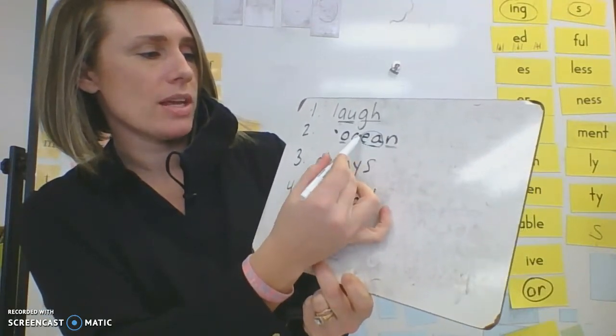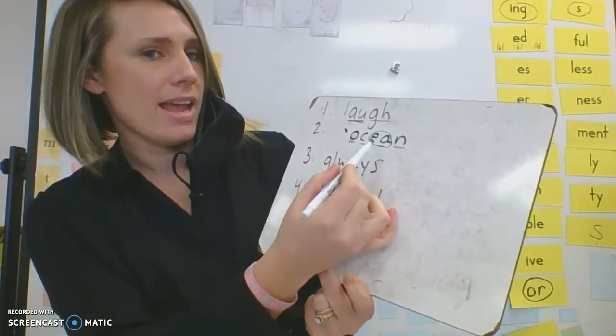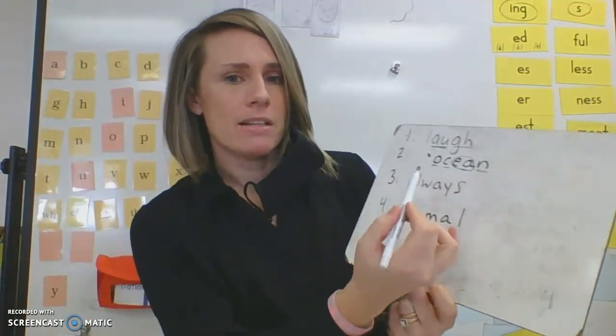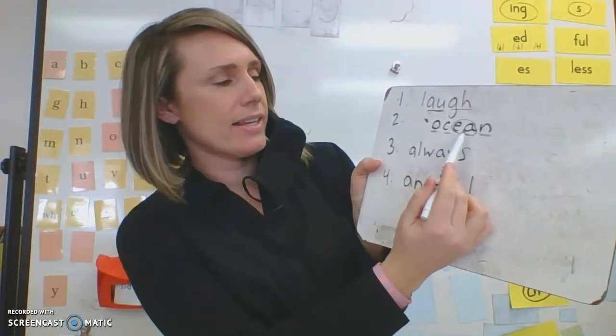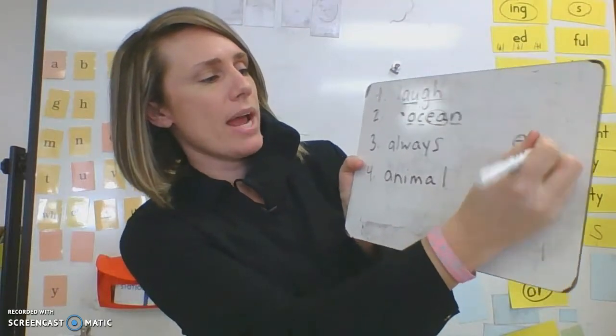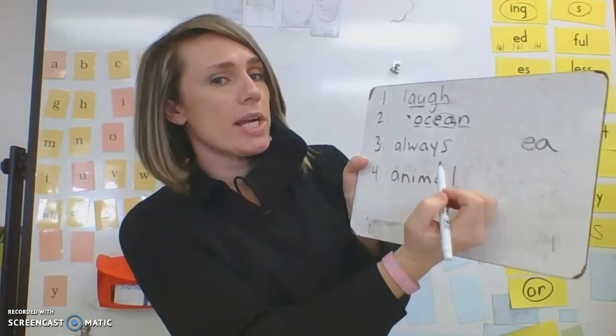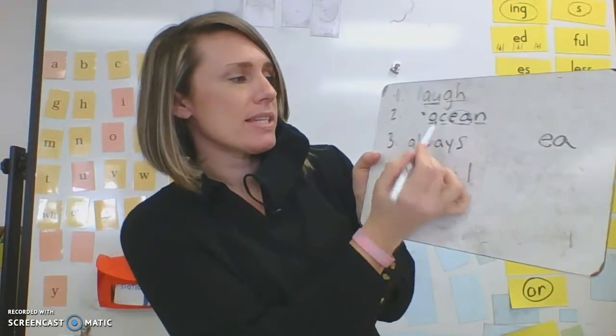I guess we do know that EA can say A, like in steak, and EA can say eh, like in bread. So I guess that part's not super tricky. It's just knowing the spelling option. But the C is definitely tricky.